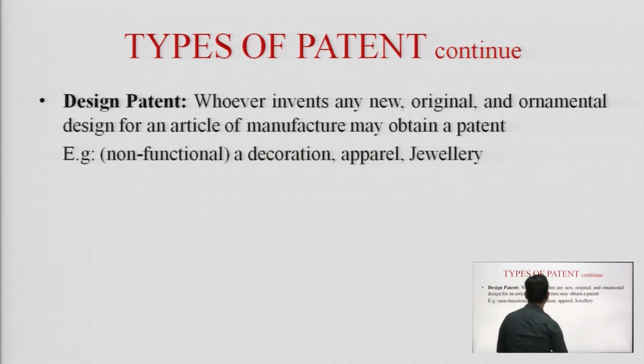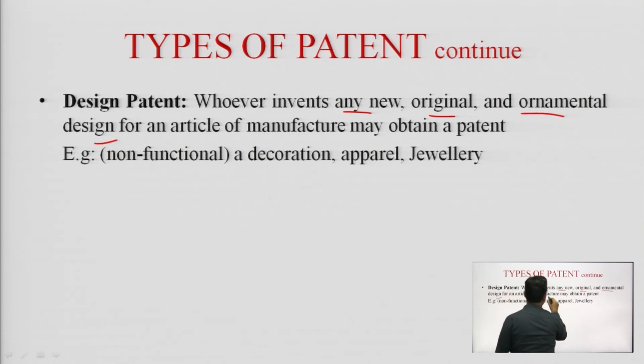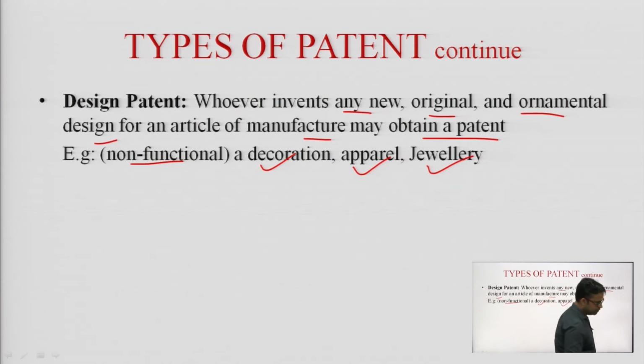Another is design patent: whoever invents any new, original and ornamental design for an article of manufacture may obtain a patent. These come under non functional, for example decoration, apparel or jewelry. So these are the types.